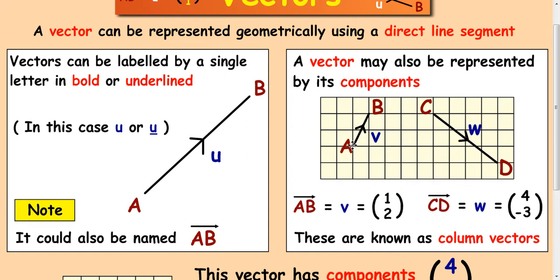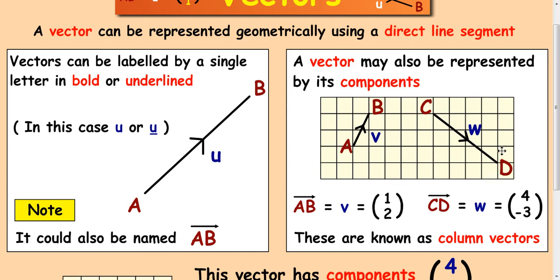So how do we get the 1, 2? Well, we start at the bottom of the vector, because the vector is travelling up here, and we go along 1 and up 2 boxes to get to the end of the vector. So this is your starting point, and we go along 1 and up 2. If we were going from C to D, we would start at C, and if we wanted to write it in column format, we'd go along 4 places and down 3.